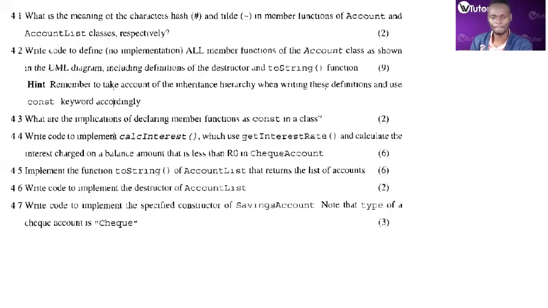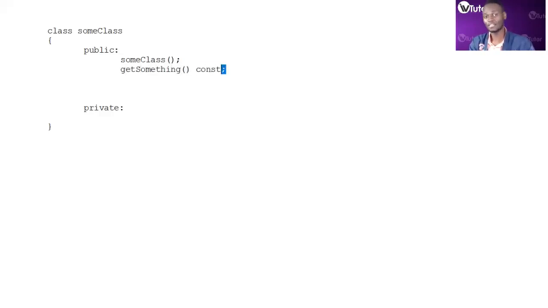What do you mean? Let's have a class here. Class, some class. And this class is going to have some member variables and some functions. Maybe this is a constructor of your class, and then you've got a function, get something, and then constant. Constant is outside the function. It could be another function, right? Maybe it's a void function.